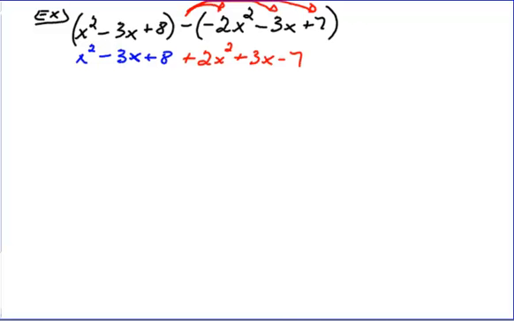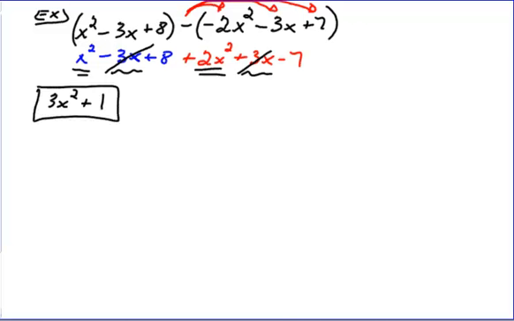Now that we have this, we'll look at like terms. X squared plus 2x squared. So 2 plus 1, what do I get? 3x squared, perfect. 3x, do I have any other plain x's? Wait a second, negative 3 and the positive 3? Oh, I'll get 0. They cancel, good. 8 minus 7, positive 1? Okay. Is it okay that my answer is so much smaller than my original stuff? Sure.